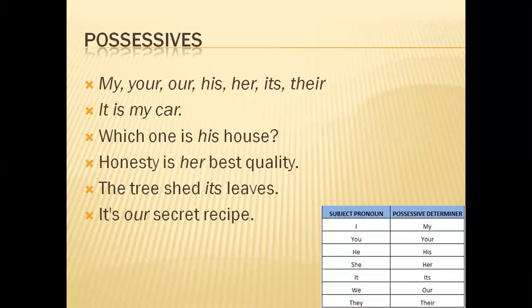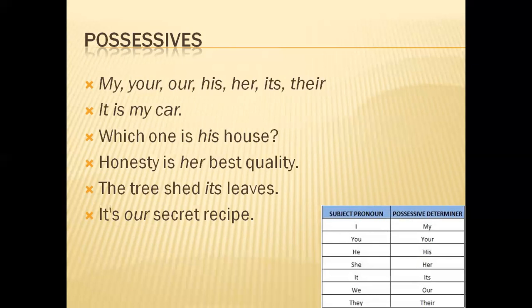Which one is his house? Honesty is her best quality. The tree shed its leaves. It's our secret recipe. As always, the determiner comes before the noun and any modifying adjective. So these are possessive determiners, which show possession.